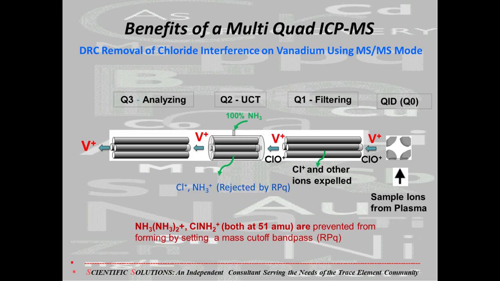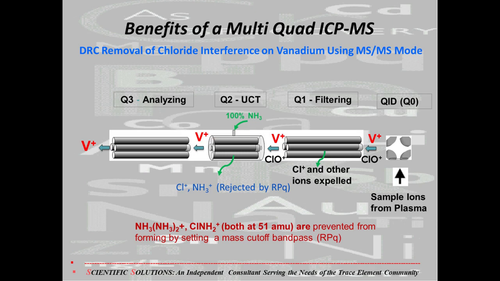In the example shown here, when trying to determine vanadium at mass 51 in the presence of chloride, Q1 will remove all other ions which are not at 51 AMU. The remaining ions are vanadium and the interfering species ClO. The ClO is removed by reacting with ammonia via a process called charge transfer. However, through a sequence of further chemical reactions, intermediate ions could be produced that again interfere at mass 51.